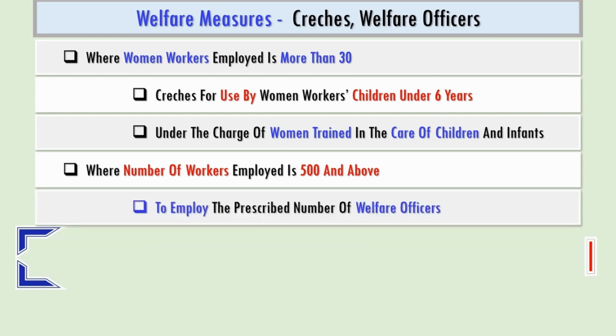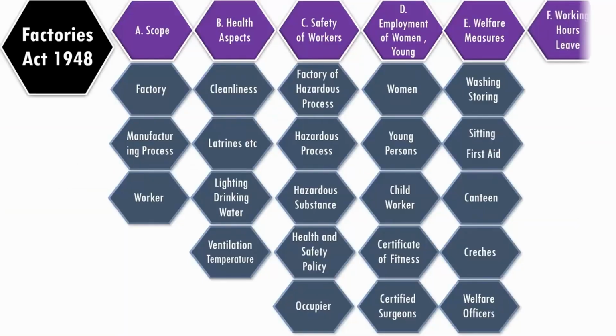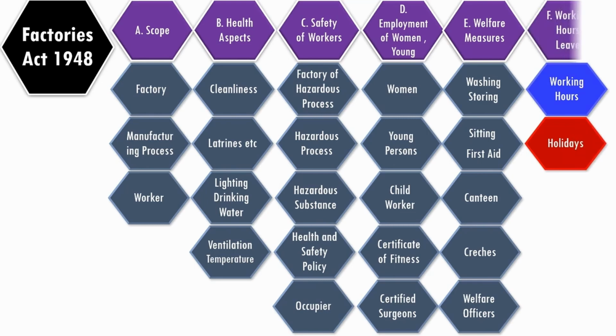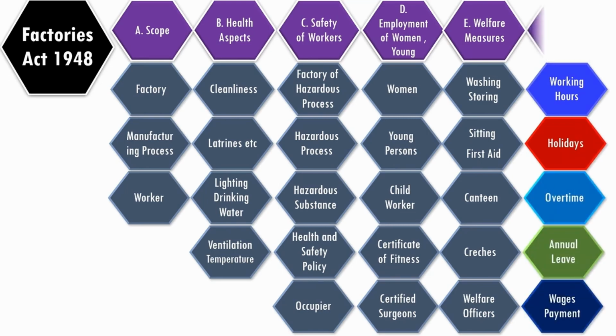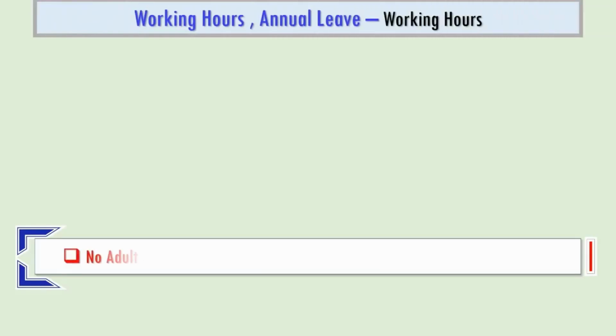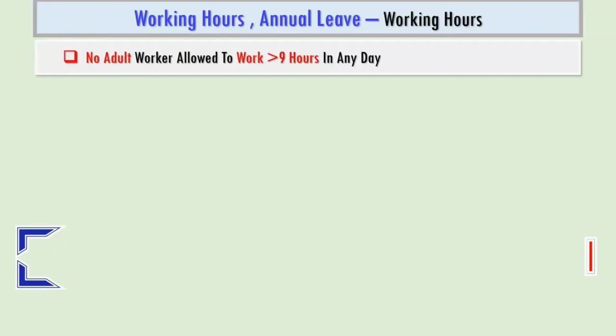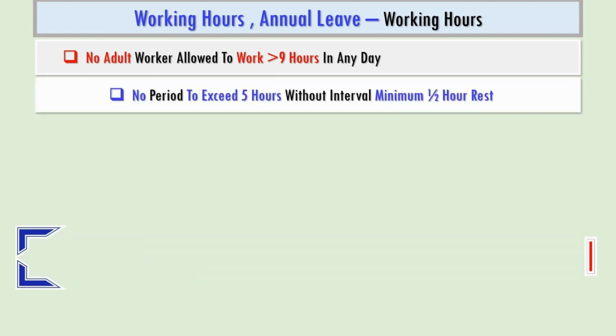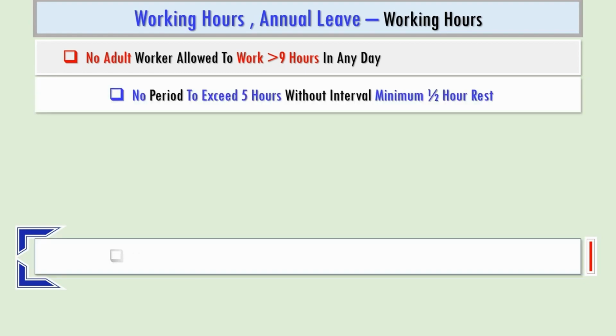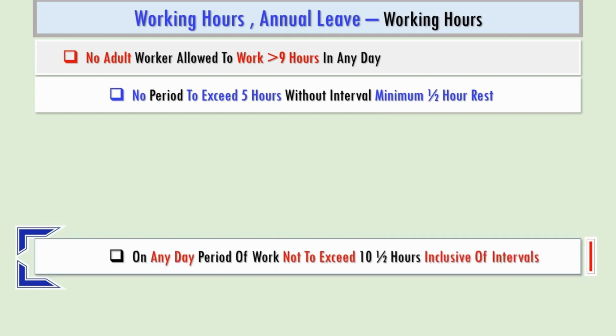As for provisions on working hours and leave: working hours, holidays, overtime, annual leave, and payment of wages. The permitted working hours for an adult is 9 hours a day, and a stretch of work without rest interval is not to exceed 5 hours in a day. Total working hours including the rest interval are not to exceed 10.5 hours.